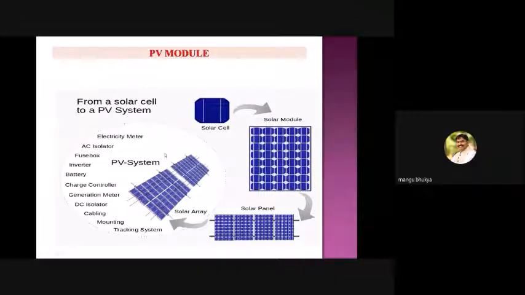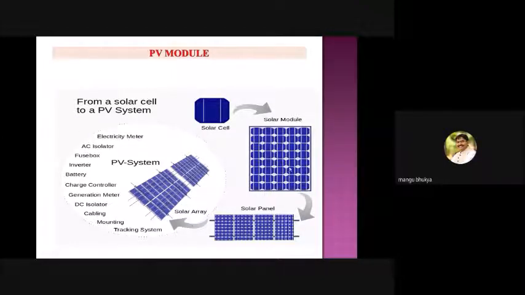Series means the output of one is connected to the input of the next. In series, the current is the same; in parallel, the voltage is the same. To increase the current, cells are connected in parallel. To increase the voltage, cells are connected in series. Like 0.6 plus 0.6, you can increase the voltage.